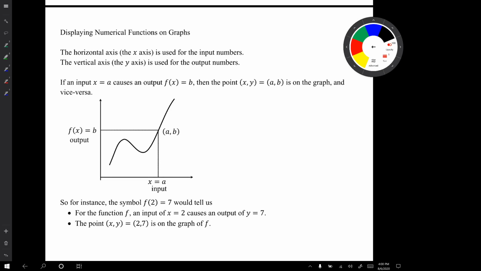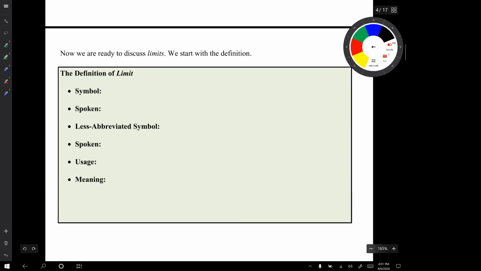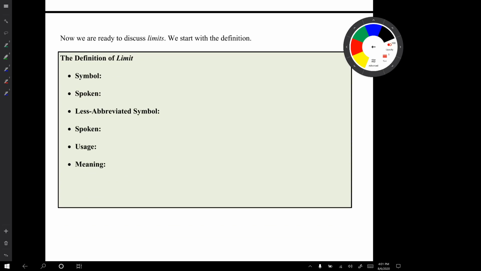It's worth recalling the relationship between functions and graphs. You make a graph by having the horizontal axis for the input numbers, the vertical axis for the output numbers. If an input A causes an output, f of A equals B, then the point A comma B is on the graph and vice versa. So here's a picture of a situation where an input of A causes an output of B, so the point A comma B is on the graph, and we write that f parentheses A equals B. For instance, if we had the symbol f parentheses 2 equals 7, that would tell us that for the function f, an input of x equals 2 causes an output of y equals 7. And it would tell us that the point 2 comma 7 is on the graph of f. All right, that's review of functions, function notation, and graphs.